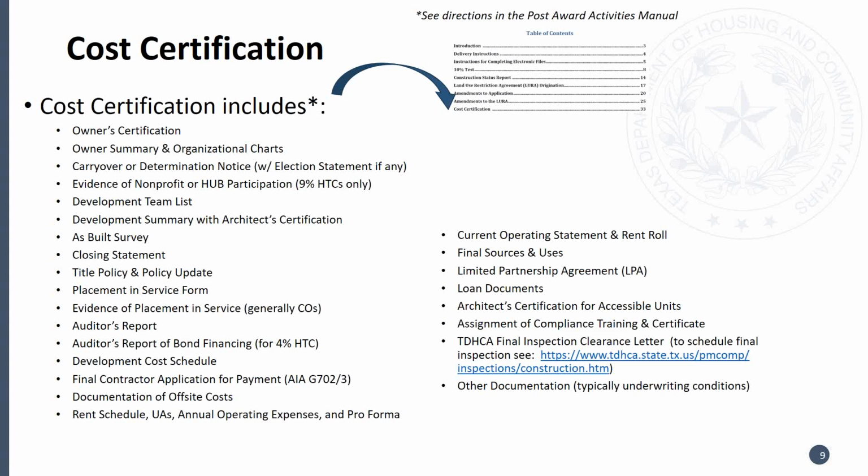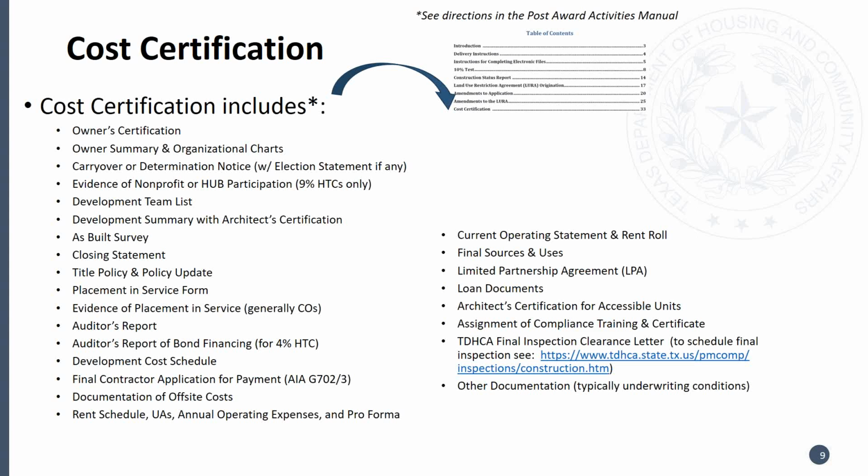The development team list, that's just a summary of the bigger players in the development. So it'll have the developer, the contractor, the architect, the engineer, the CPA, and several others. So just giving us a summary of who was involved in the development team. It will identify whether they are related parties, whether any of them are HUBs. It has contact information. So it's just, again, a summary of who was involved in getting this deal done.